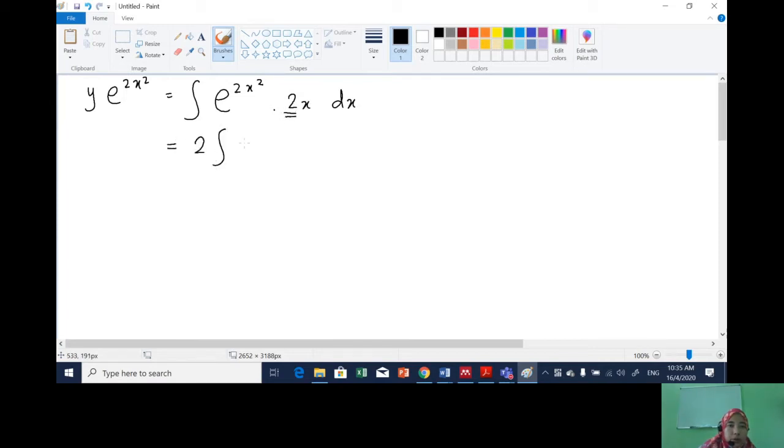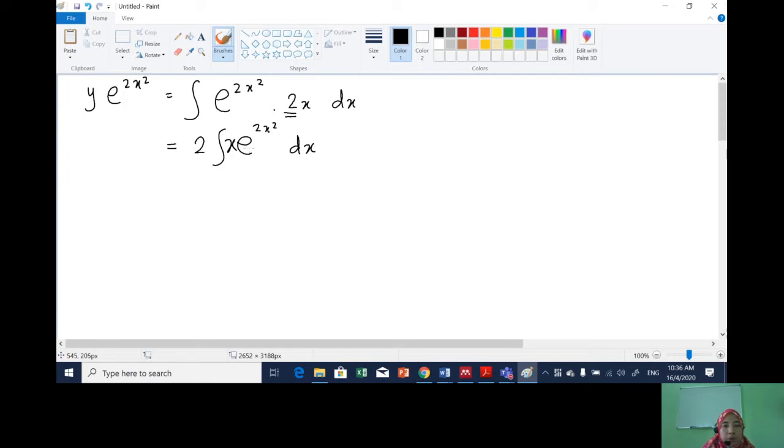There's a constant here, so we can bring it in front as follows: 2 times the integral of e to the power 2x squared, then x dx. The left hand side remains the same, nothing changes. So we have a task to do on the right hand side, which means we need to find the answer for this integration. We cannot directly integrate, so we need to find a special method.